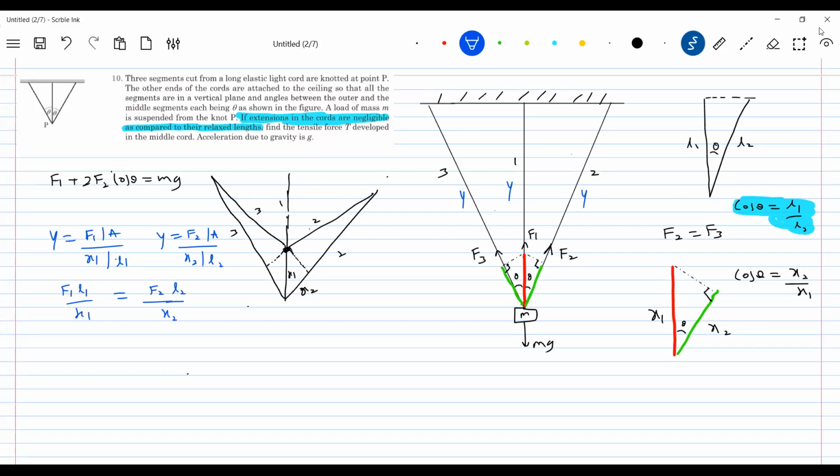Okay, let's replace F1 and F2, some relationship what we have here. What we have to calculate is to find the tensile force T developed in the middle chord. We have to calculate F1. So here, F1 by L1, L2 equal to X2 by X1. What is X2 by X1? It will become cos theta. F1 L1 by L2 cos theta equal to F2.